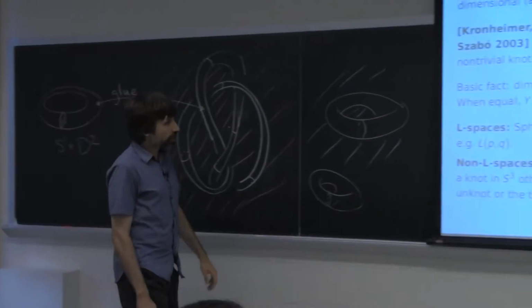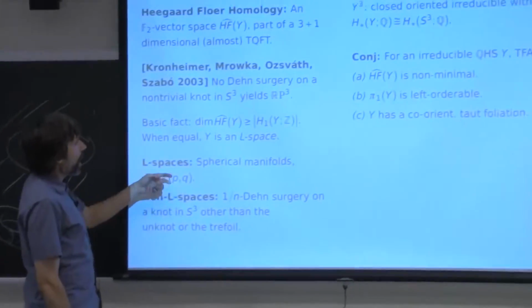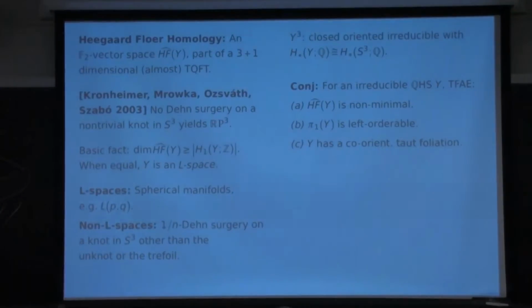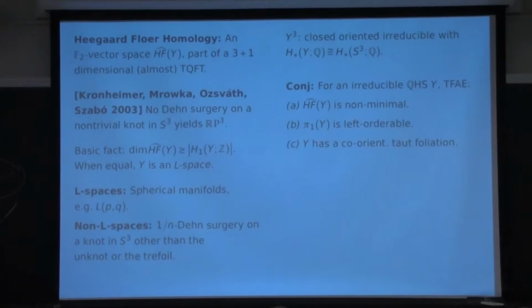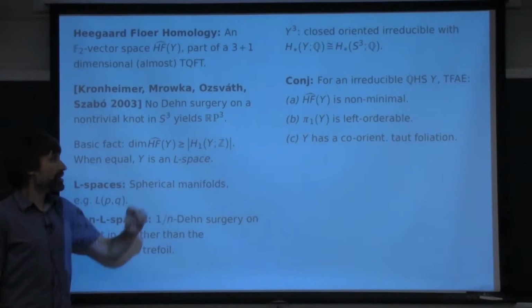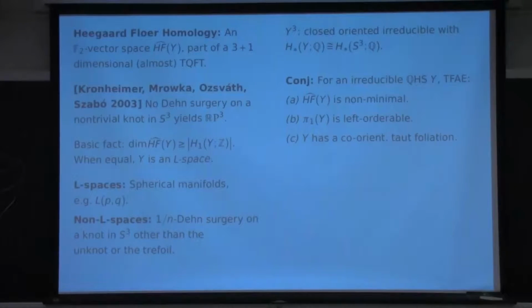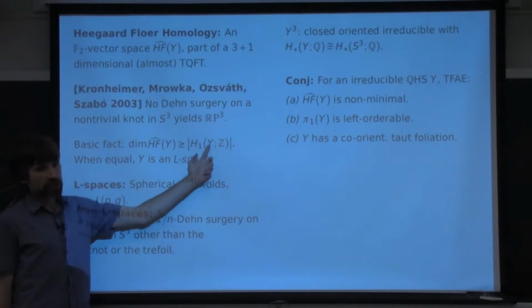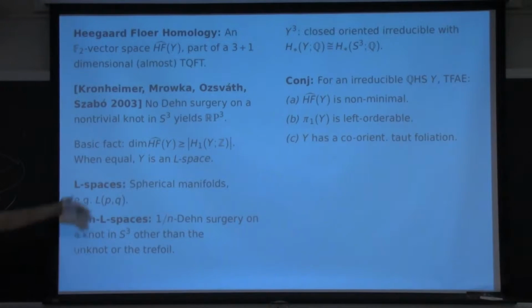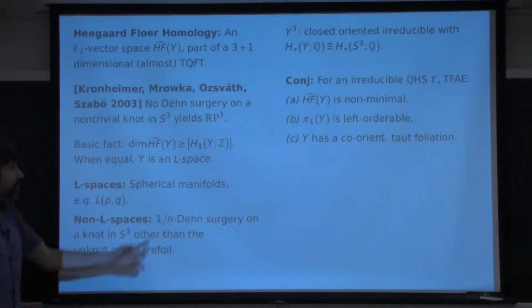Now, the only thing that's really relevant for us today is this basic fact that the dimension of this vector space is always at least as big as the size of the first homology. Right? So for me, Y is always this rational homology three-sphere. So this is just some finite group. So even for the three-sphere, this Heegaard Floer homology, HF hat, is not trivial. It's just one-dimensional. What do you mean by the size? It's a finite group.